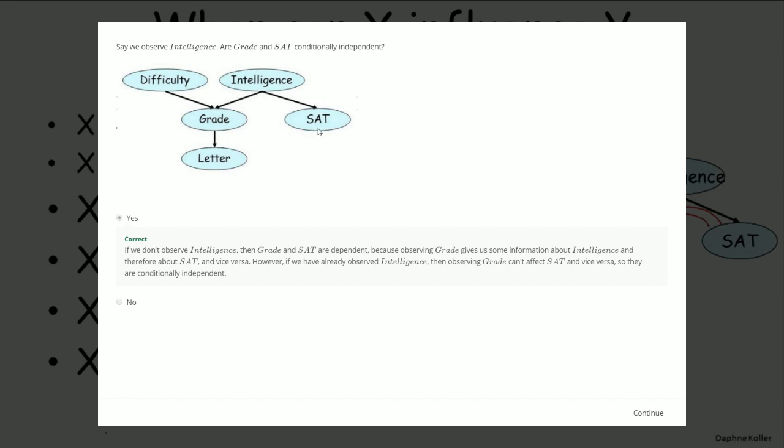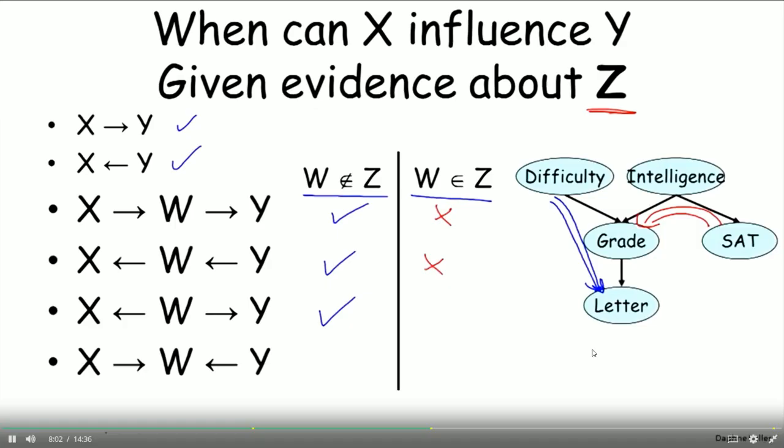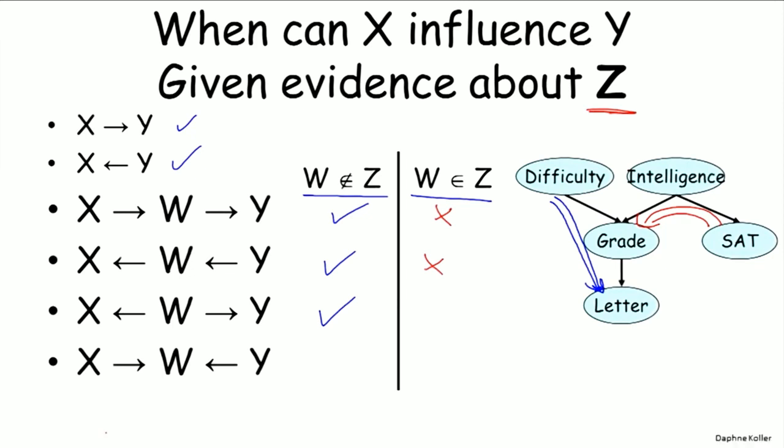But if I tell you that the student is intelligent, then there's no way for the SAT to change my probability distribution in grade.